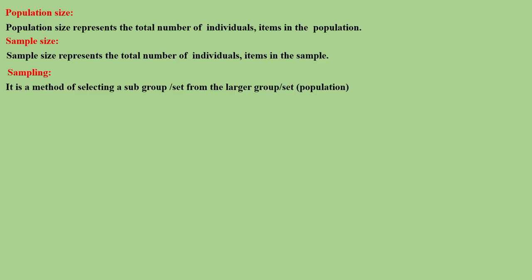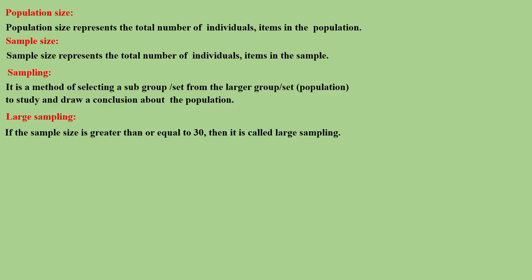Sampling is the method of selecting a subgroup from the large group, that is the population. Sampling is collecting the sample from the population, that is the technique. There are various methods, and those methods are called sampling techniques. It is used to draw a conclusion about the population. I already told you, instead of checking the whole population, we are checking the samples. From those samples we are going to draw a conclusion about the population.